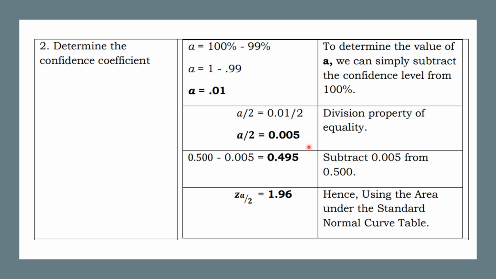So using this critical value, we must first subtract this value from 0.500. So 0.500 minus 0.005 is equal to 0.495. By using the z table, we locate this area and find its corresponding z value, and that is equal to 1.96. This is now the z value. Then we proceed to the next step.